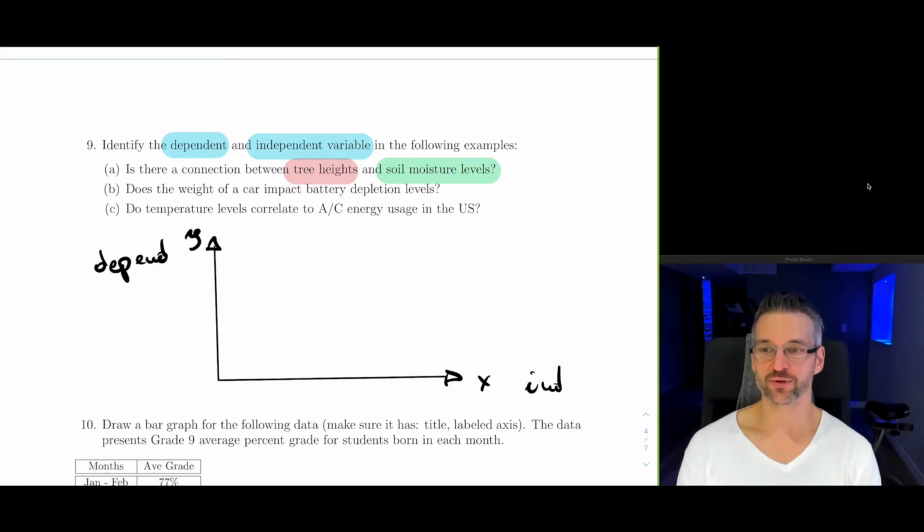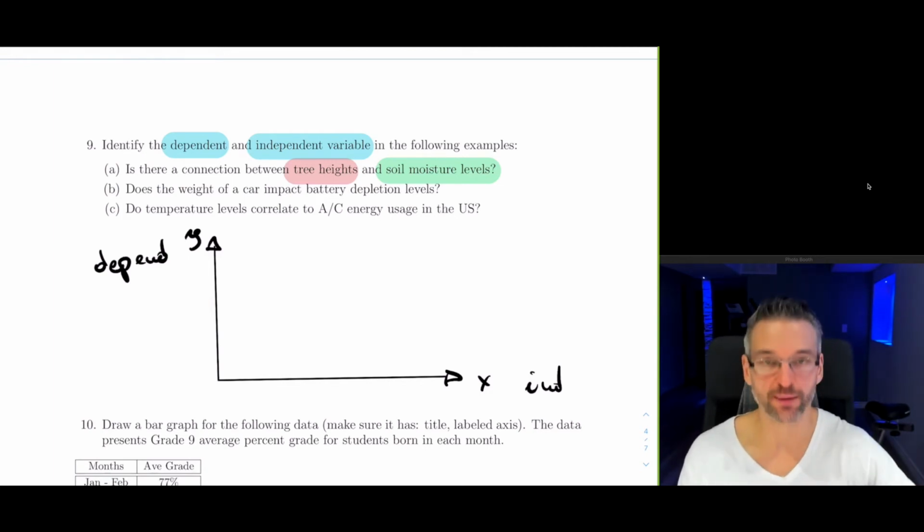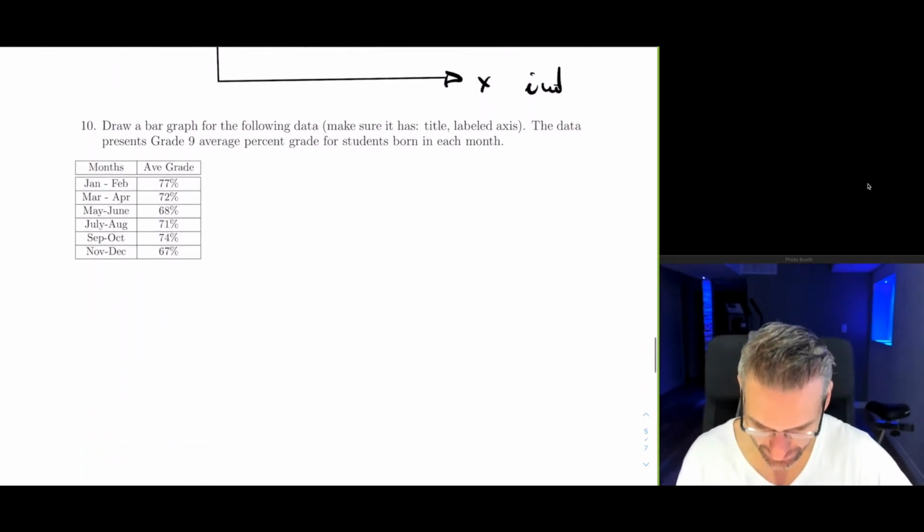So here I would say the independent is your temperature levels, and then your dependent is your AC energy usage that you have. So that would answer those questions. All right, so that's question number 9. Now, next, question number 10.